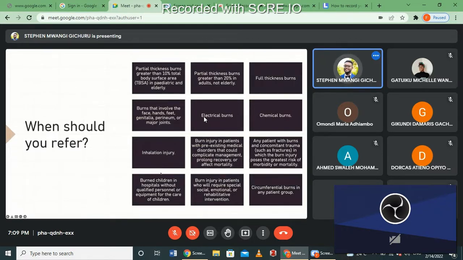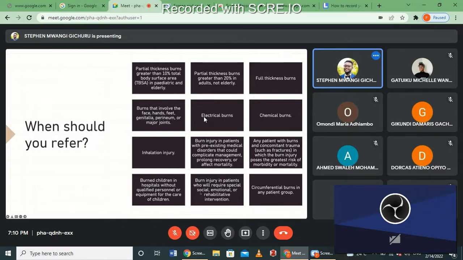The other one is a child without any qualified caregiver. This is a situation where you're in a setup and you can't really do anything. Let's say you don't have gauze to keep dressing the child, and the patient is probably abandoned. You have to refer to a better facility.